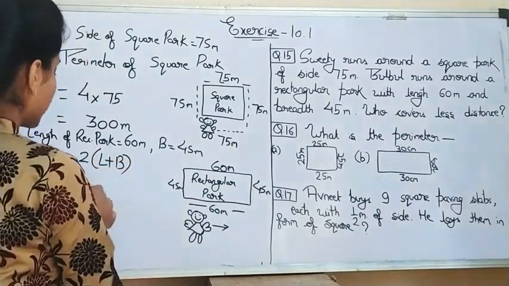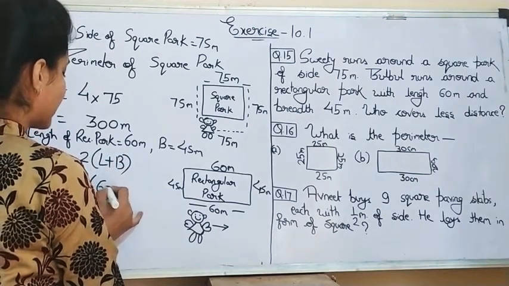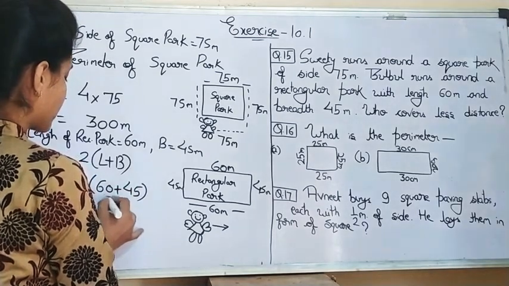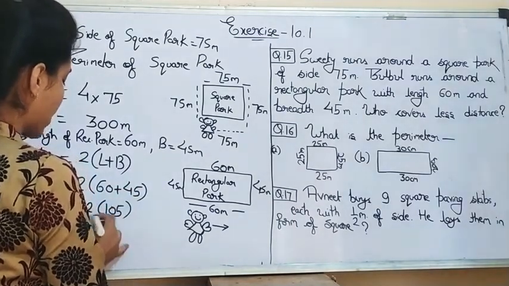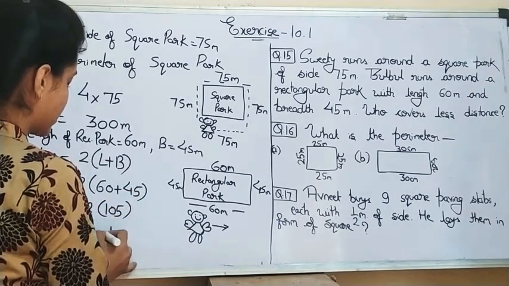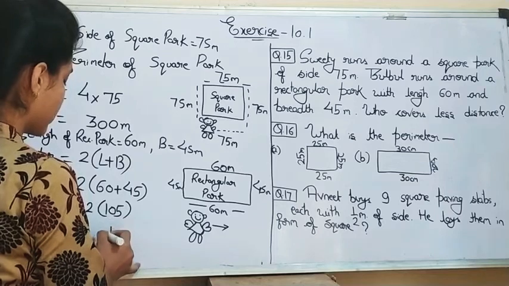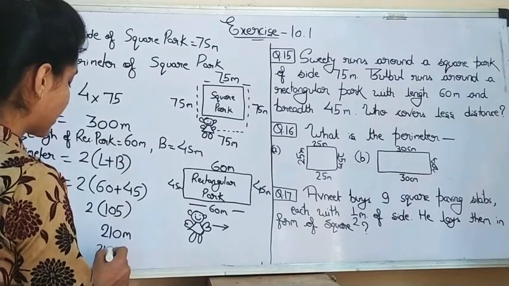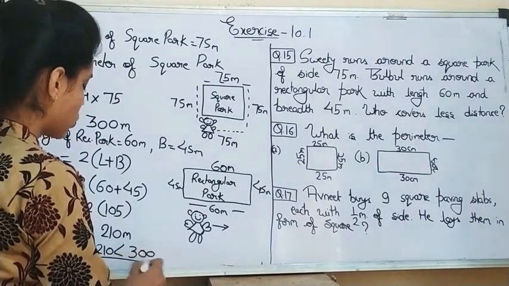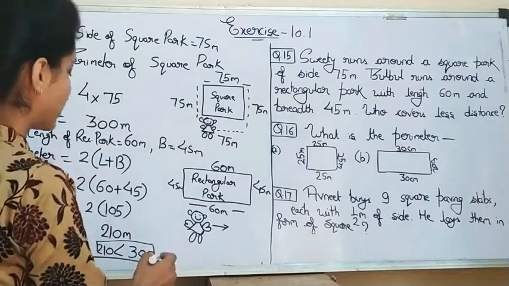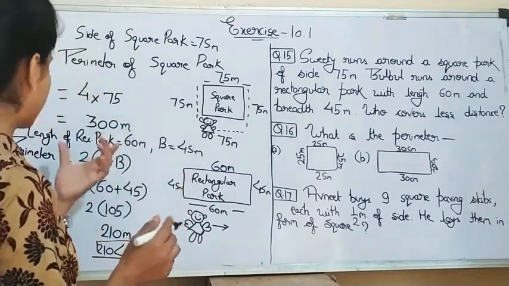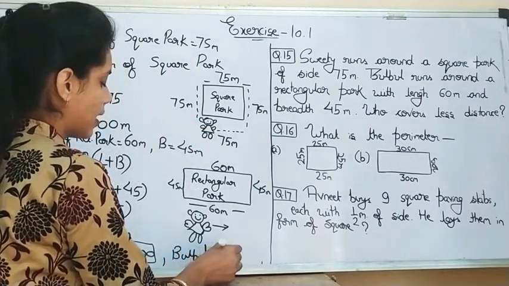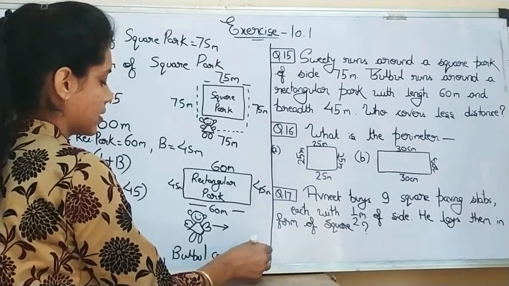So put the values of length and breadth. What is length here? 60. What is breadth here? 45. 60 plus 45 is 105. 2 times 105 is 210 meter. So you can see that 210 is less than 300. So we can answer that Sweetie covers more distance, which means Bulbul covers less distance. Understood?